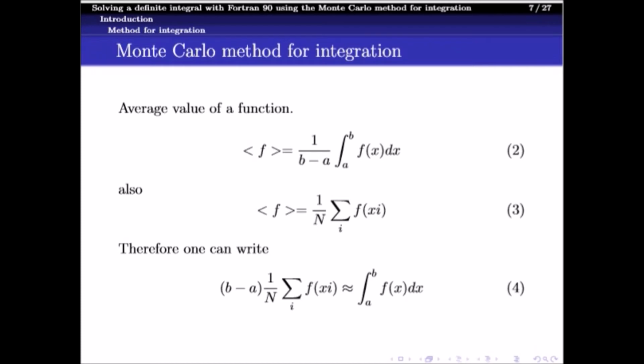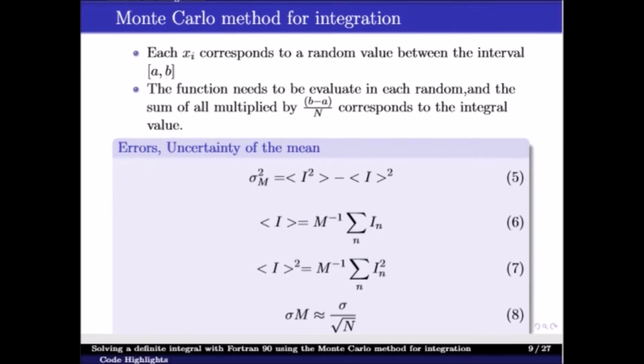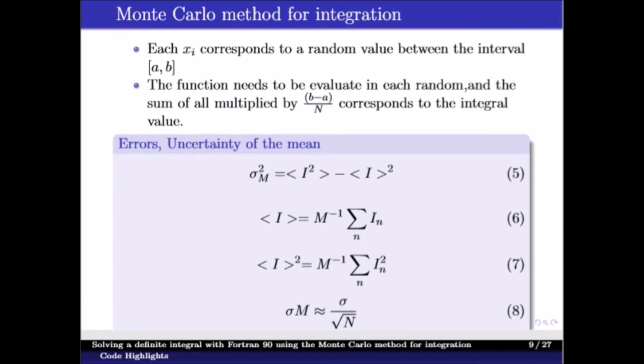There are two ways to represent the average value of the function, as we can notice in equations 2 and 3. And therefore we can write the estimated value of the integral as in equation 4, where each xi corresponds to a random value between the interval a and b. Then this function is evaluated at the different random numbers, and we sum them and multiply by the quantity b minus a over n, and that will correspond to the integral value.